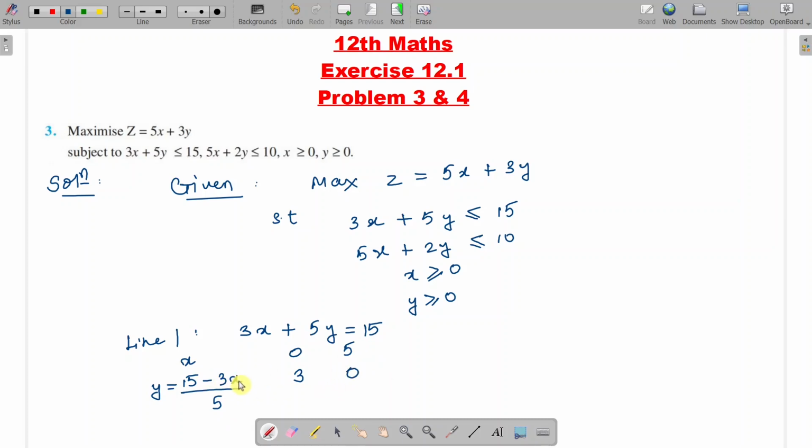Then if we take x equal to minus 5, so we will get 15 plus 15 divided by 5, so 30 by 5, right, which is 6. So this is what we will get. Okay, so this is the table for the first line.